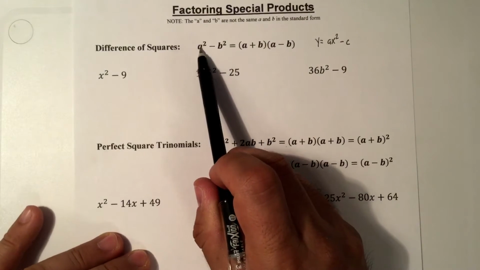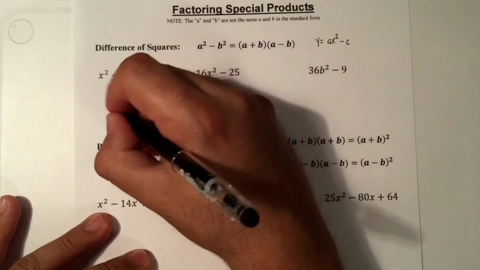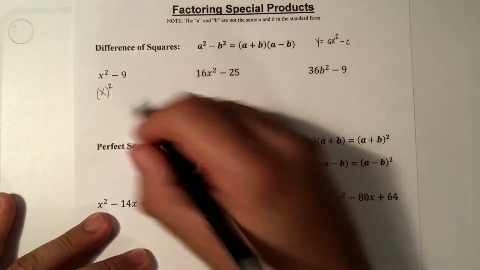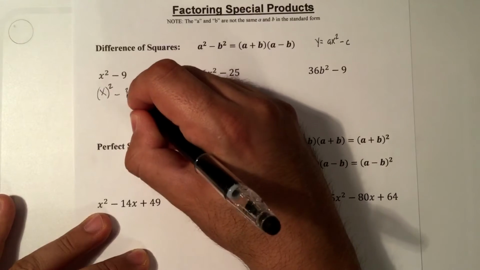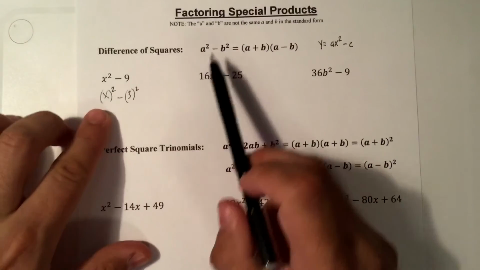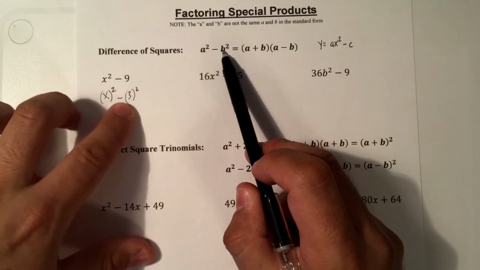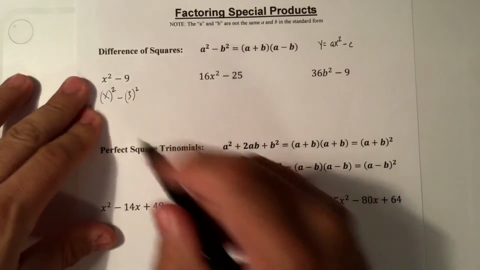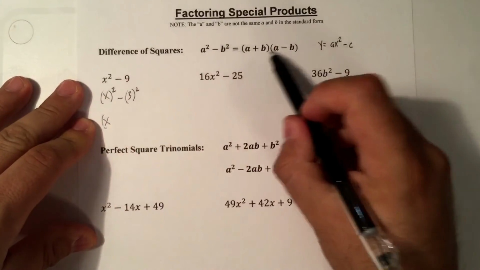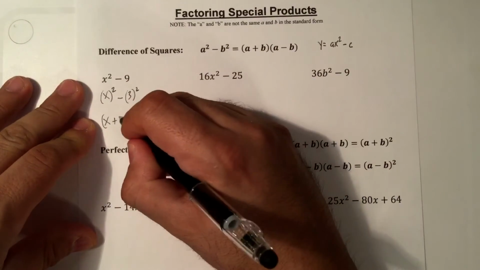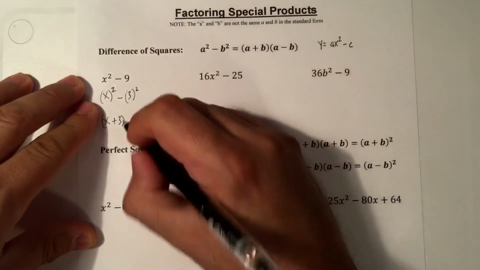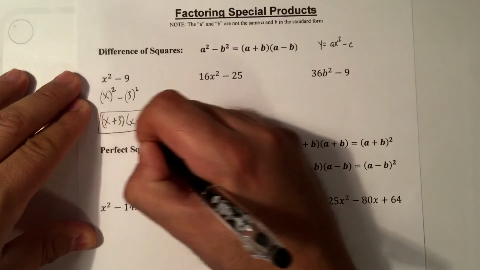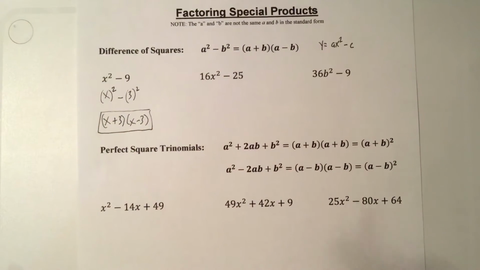So here's the formula. The first term is squared. So let me kind of show you what this looks like. That's a squared, and the second term can be written as a squared term. So minus, and then 9 is actually 3 squared. So in essence, a is x, and b is 3. Then we just plug them into this formula, a plus b, a minus b. So a is x, plus b, so plus 3. And then a is x again, and now it's minus b, so minus 3. And there's your answer. Okay, so that's how you do it.